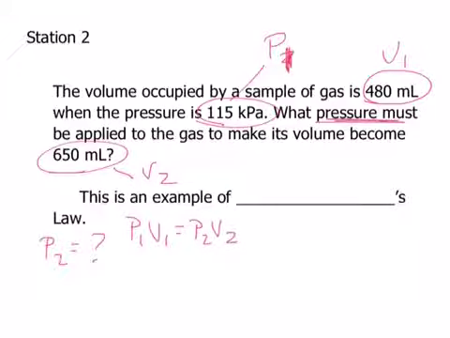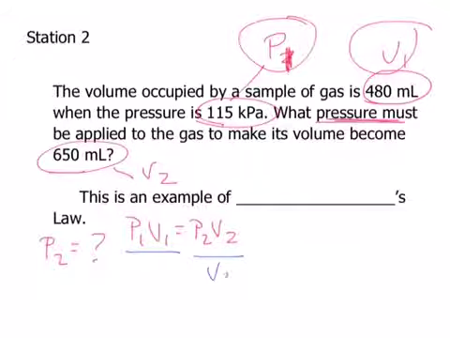How do I know I'm going to use that formula? Because all I've been given are pressures and volumes. I wasn't given anything else. Since we're looking for P2, and the reason I know is because we have P1, V1, and V2, we want to divide both sides by V2 so that V2 cancels out. So my formula now becomes P2 equals P1 V1 over V2.